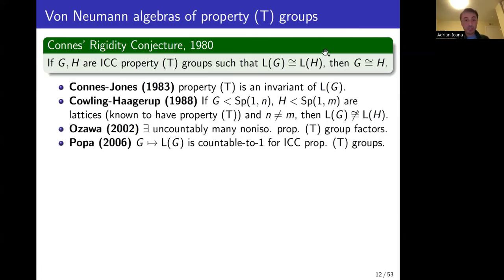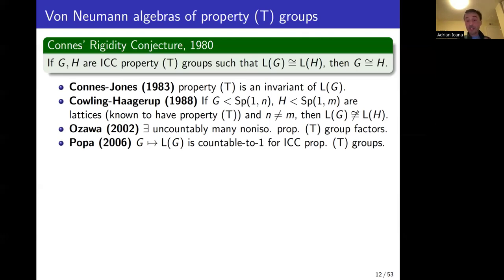And let me mention a few results that support this conjecture. So the first is due to Connes and Jones from 1983, who showed that property T is an invariant of L(G), meaning that if two groups have isomorphic von Neumann algebras, and one of the groups has property T, then so does the second one. And then another result I want to mention from the 80s is due to Cowling and Haagerup, who were able to show that if you take lattices in Sp(1,N), so Sp(1,N) has property T, and so does any lattice.